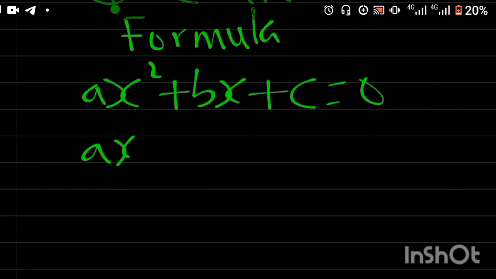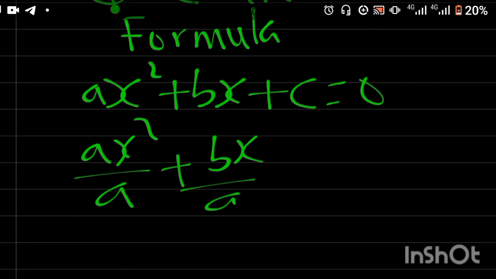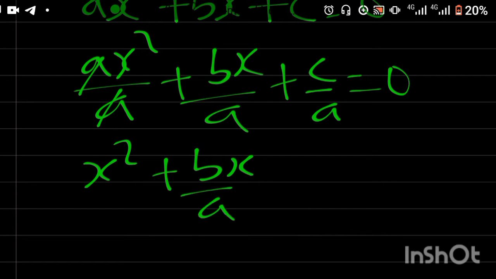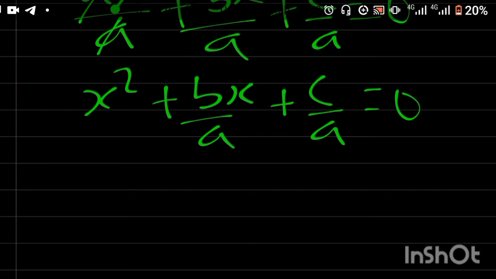Therefore, I have ax squared divided by a, plus bx over a, then plus c over a is equal to 0. So a will cancel a. I am left with what? x squared plus bx over a plus c over a is equal to 0. That's the first step. We've made sure that the coefficient of x squared is 1.